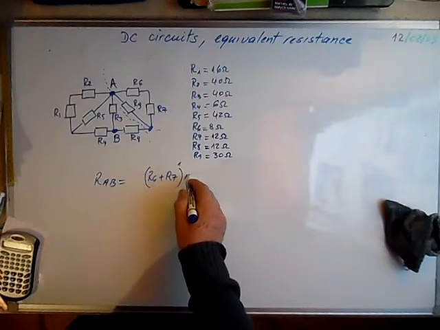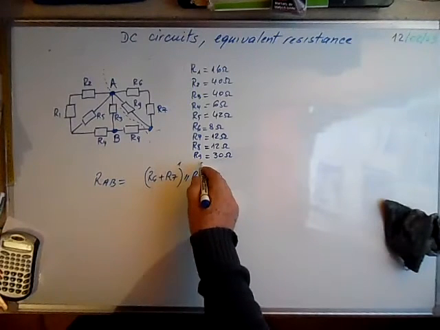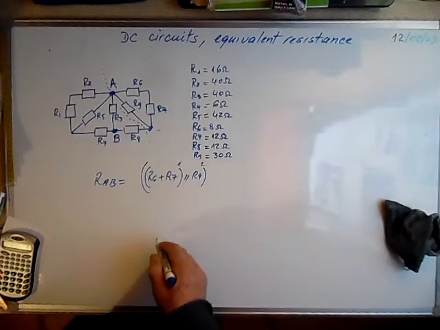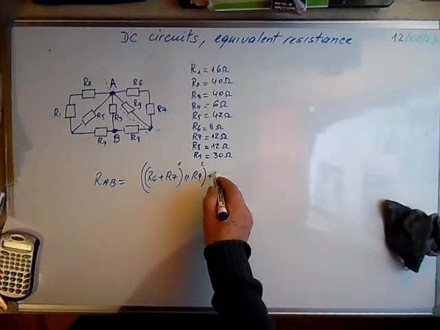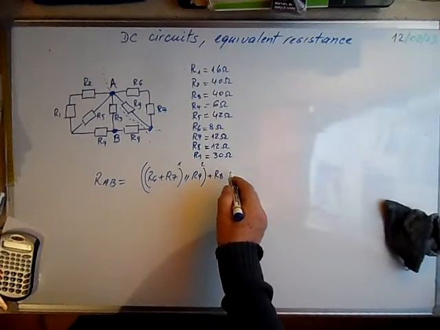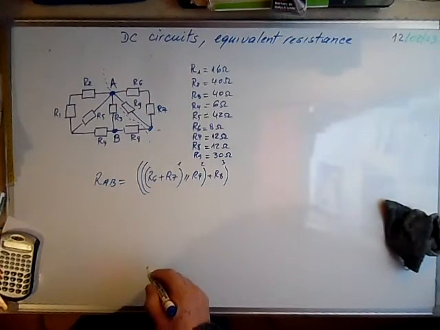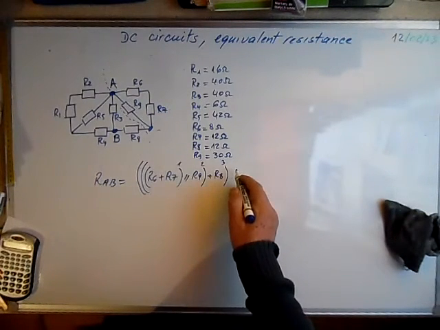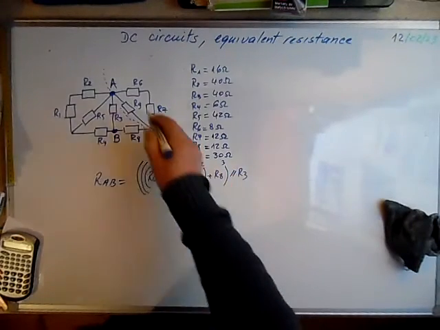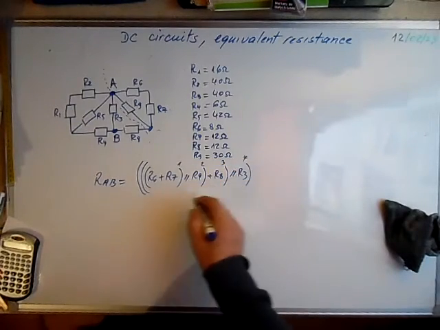Second step, we see that R9 is in parallel with the 2. This is the second step. Now we can add R8. This is the third step. And now we have R3 is in parallel with these. So this is the fourth step.